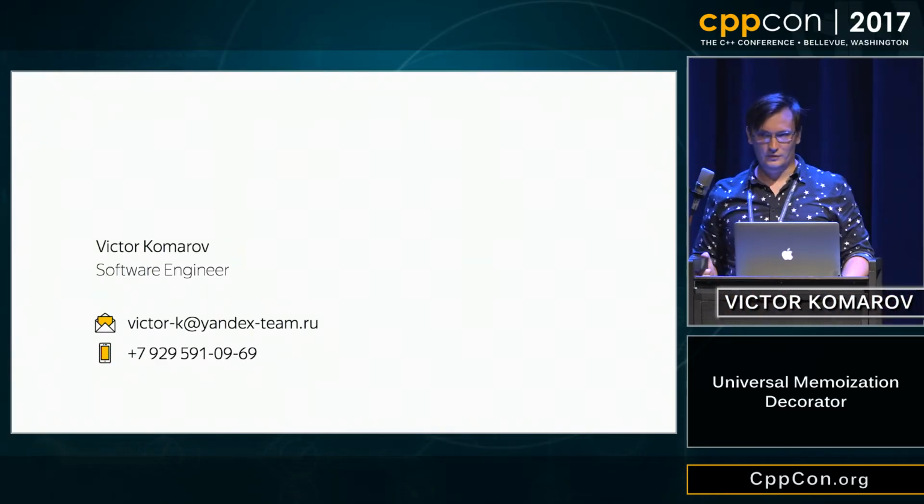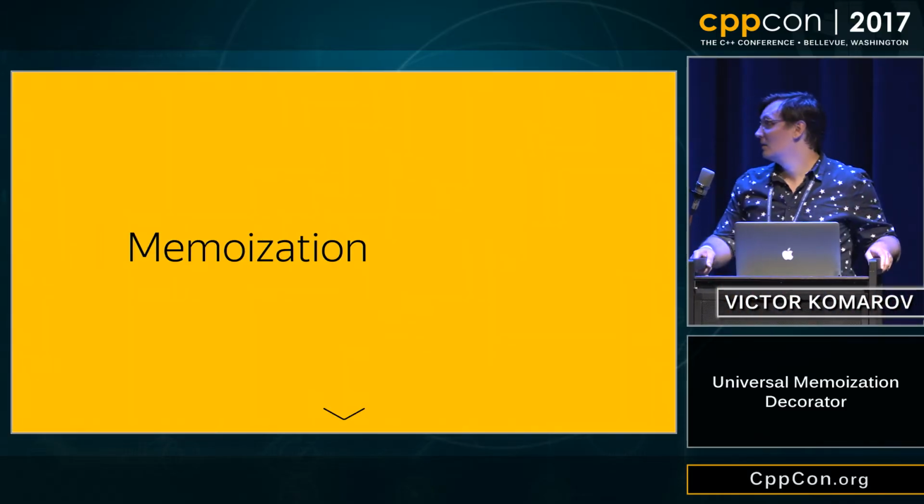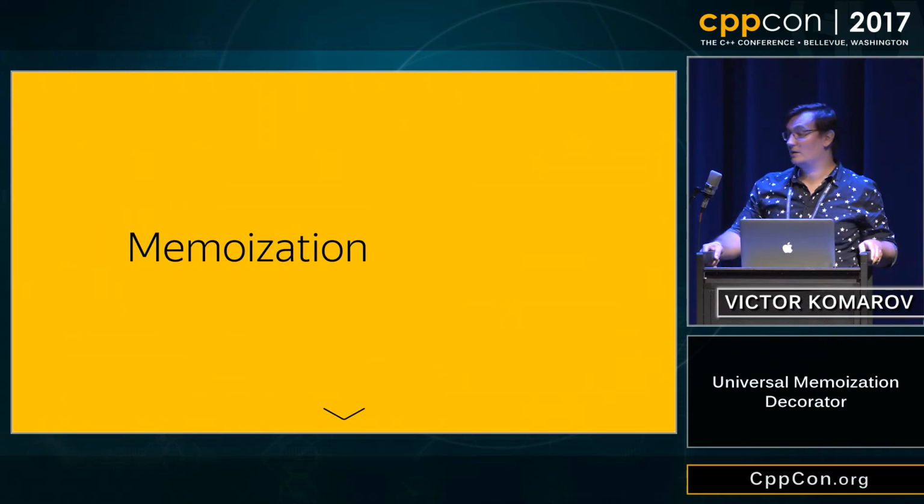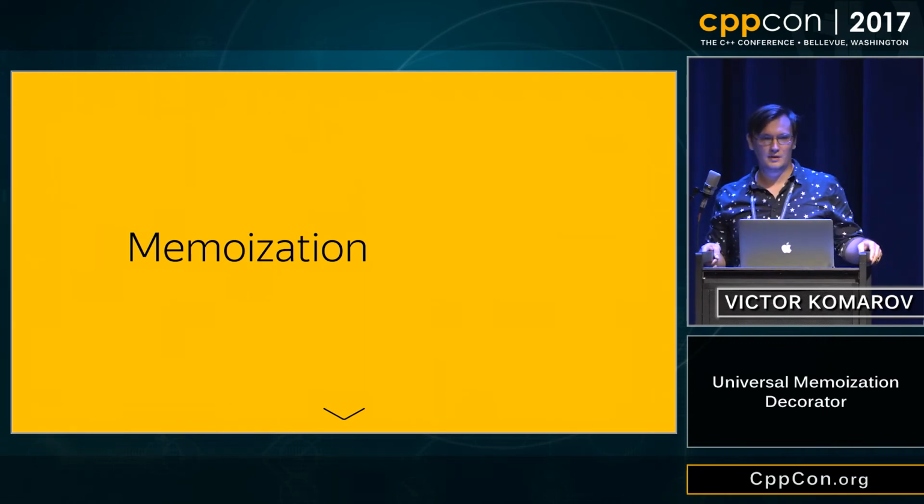So today I want to talk to you about memoization. What's memoization? It's basically caching function calls in order to avoid the same computations happening over and over again with the same parameters. After implementing it several times in my code, I wondered if it's possible to implement it once and for all, like universally.